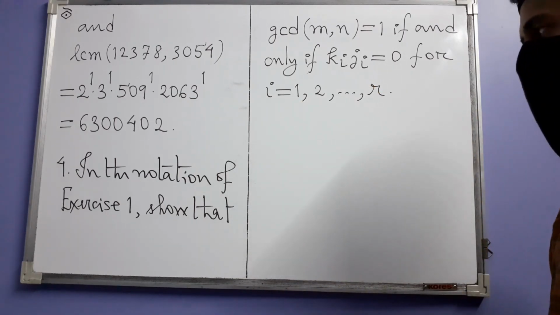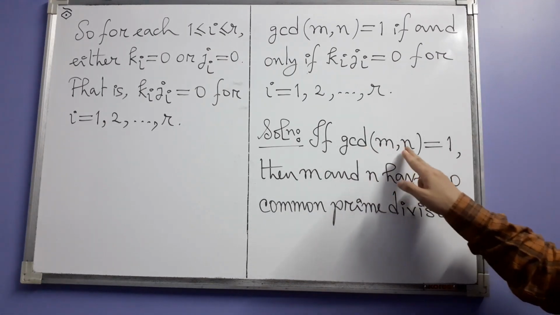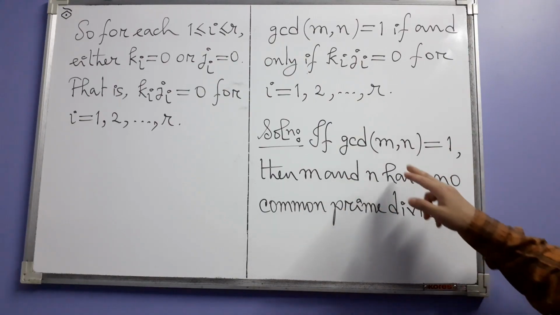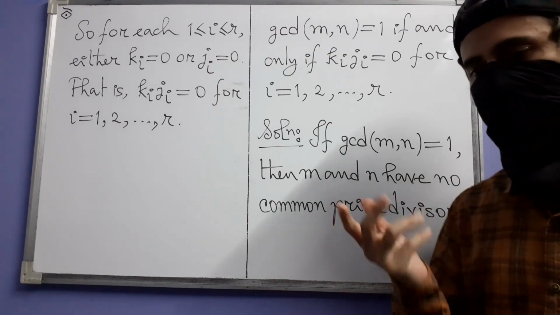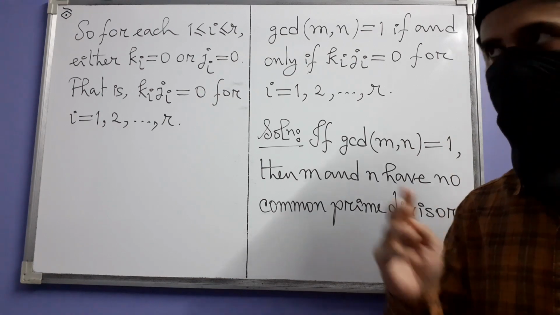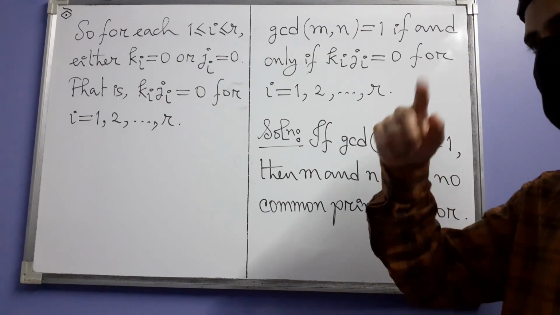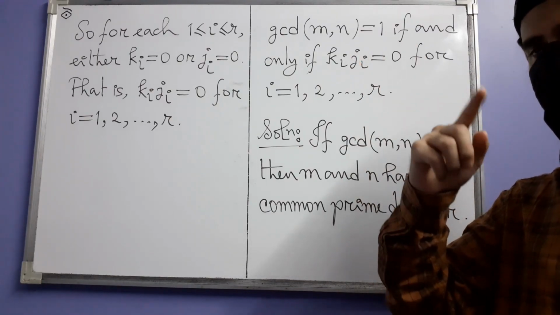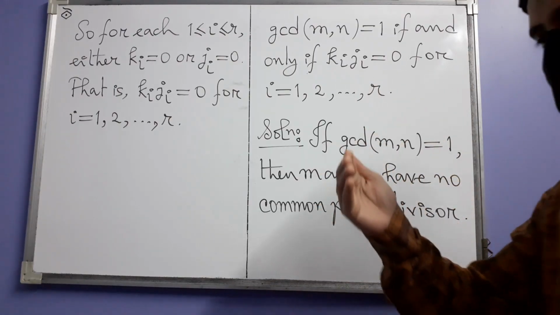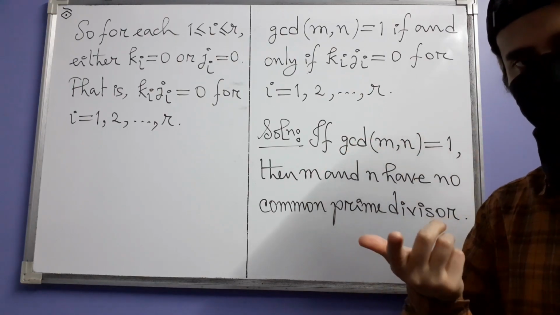So let's prove this. So this is one half of the solution. In this half, we assume that the given numbers are relatively prime. Their GCD is 1. What does that mean? It means that they cannot have common prime factors. But their prime factorizations were already given. The one for m is p1 to the power k1 times p2 to the power k2 all the way up to pr to the power kr. And for n it's p1 to the power j1 times p2 to the power j2 all the way up to pr to the power jr.